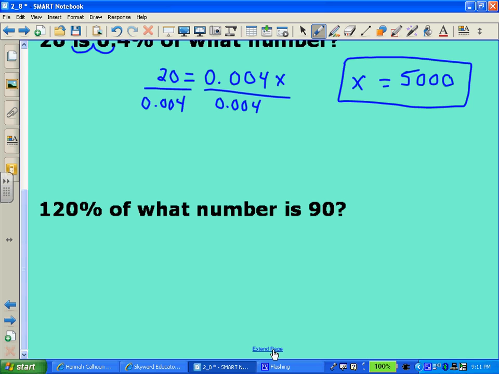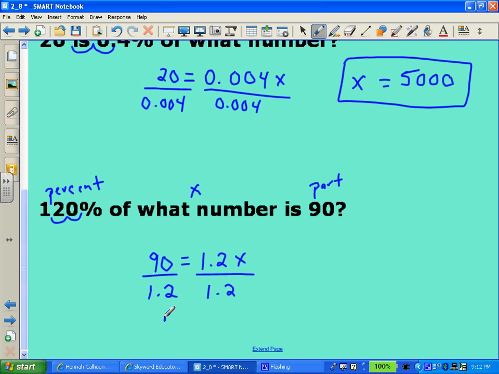One more example to look at. 120% of what number is 90? Now again, I don't know what's after of, so that has to be x. This has to be the part, and then here's my percent. So I have the part 90 equals my percent as a decimal 1.2 times x. So then to solve for x, I divide by 1.2. So 90 divided by 1.2 is 75. So my answer is 75.